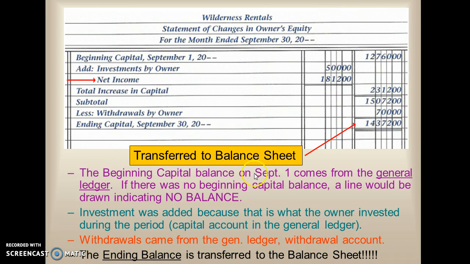And you have to remember, this amount is transferred to the balance sheet. This is what students forget time after time after time. That's why their accounting equation doesn't balance in the balance sheet, because they forget to transfer this number. They transfer the number they see in the worksheet, which is incorrect. That's why we're doing the statement of changes in owner's equity, so we find the actual balance of that account. Okay?